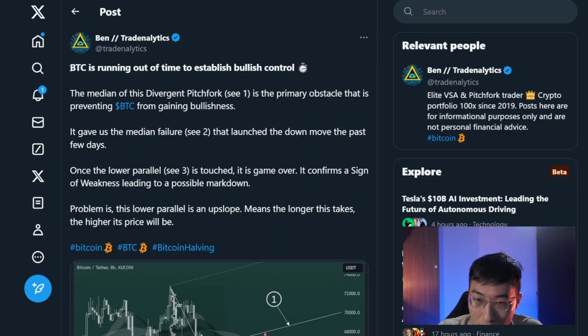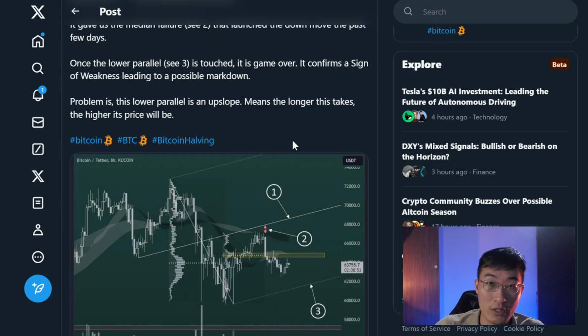I wrote something about Bitcoin running out of time to establish its bullish behavior. Currently, what we are seeing in Bitcoin right now is a lot of weakness. The current weakness of Bitcoin is being caused by a median line failure. You can see at number 2 right here. This is a failure of the median, where the price does not touch the median line, which is this line here, when it goes towards it.